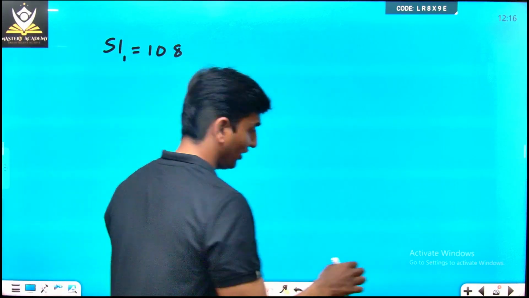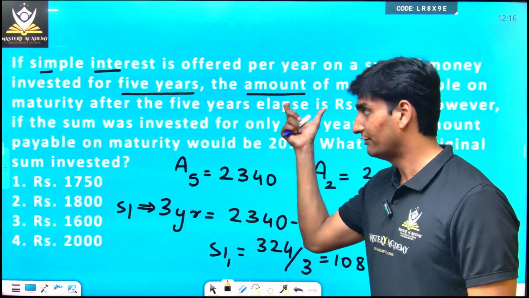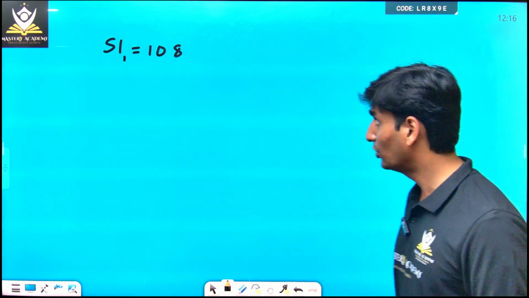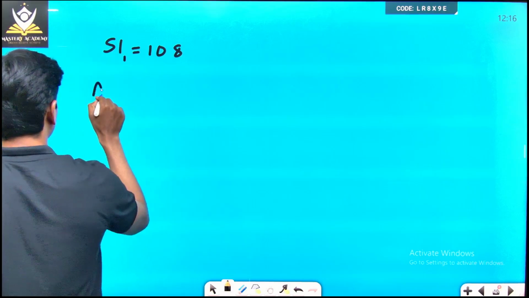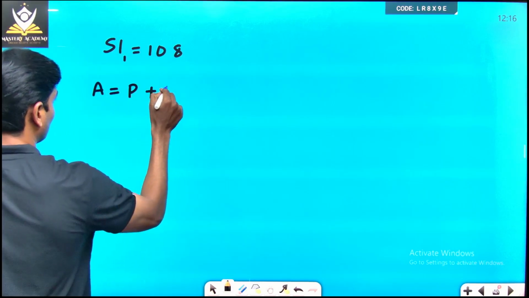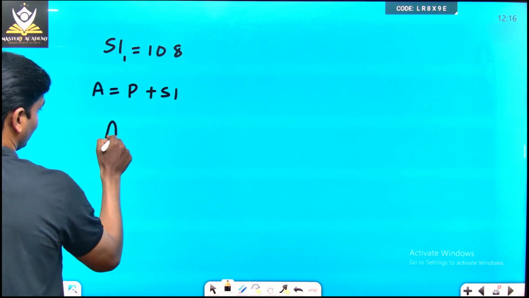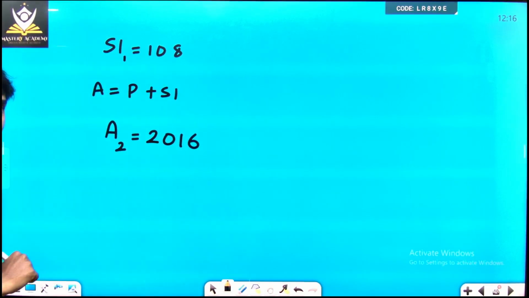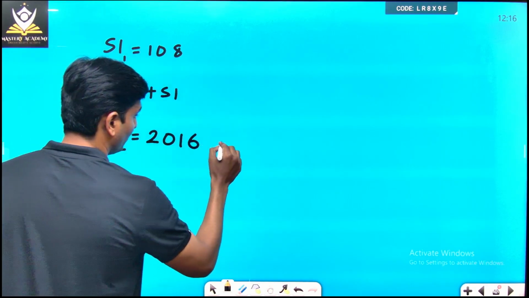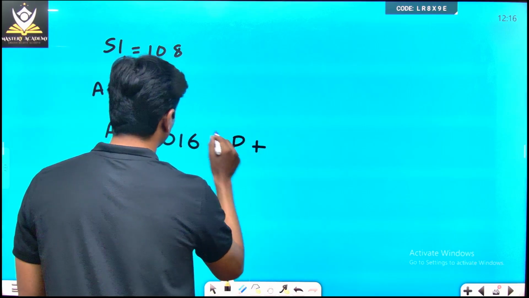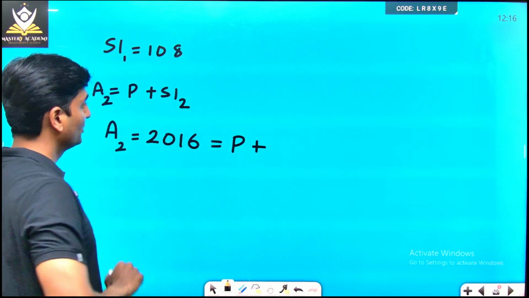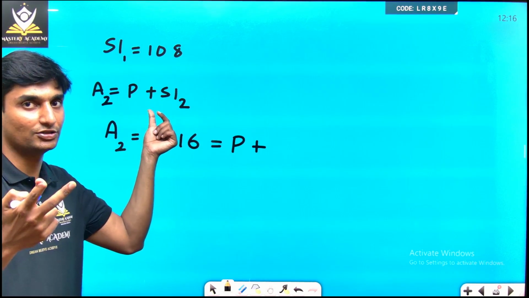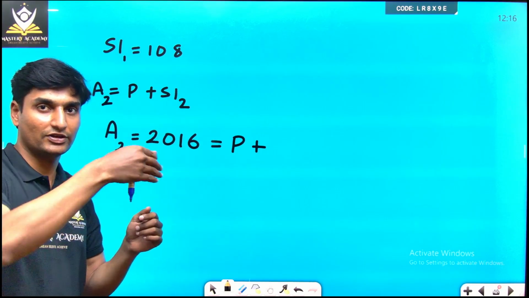Now in the question they have mentioned the amount for 5 years and the amount for 2 years, 2016. Now the amount is nothing but the sum of principal plus simple interest, P plus SI. If I take the amount for 2 years, according to the given question, 2016 will be equal to principal plus simple interest for 2 years. If I am taking the amount for 2 completed years, then simple interest will be for the first year and the second year.